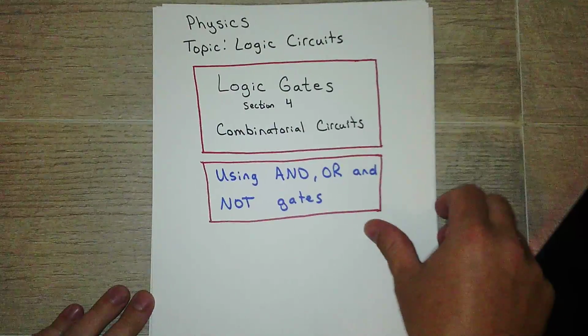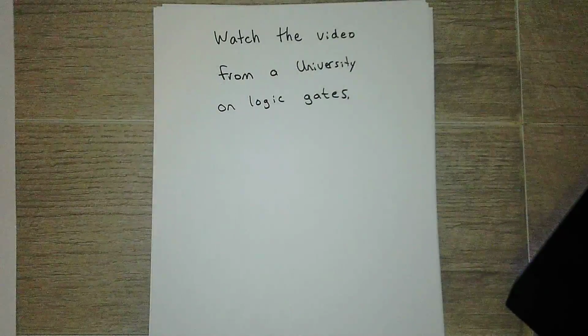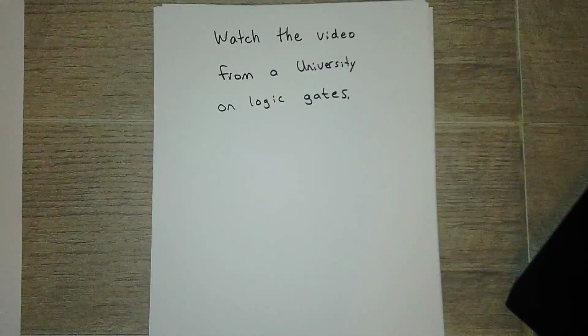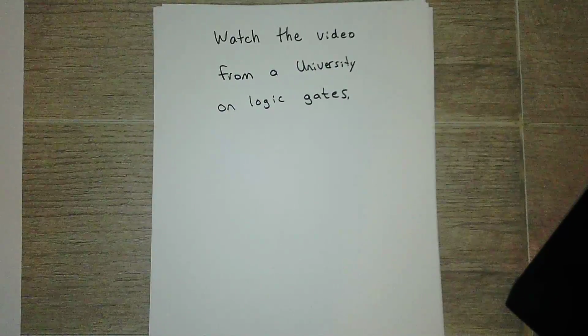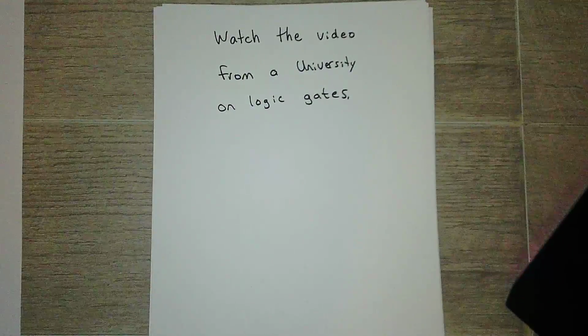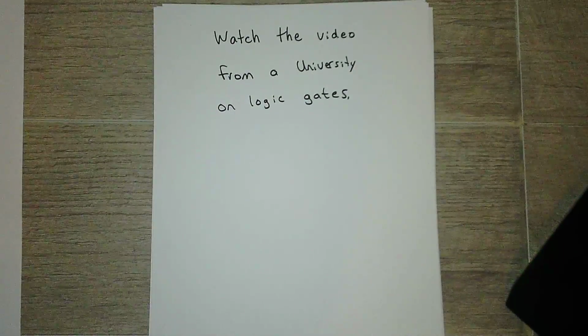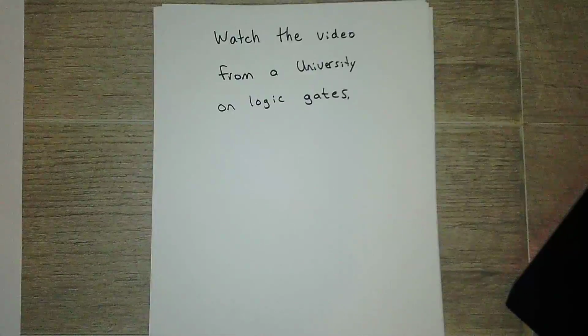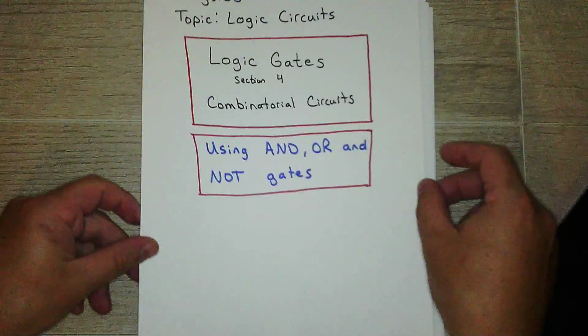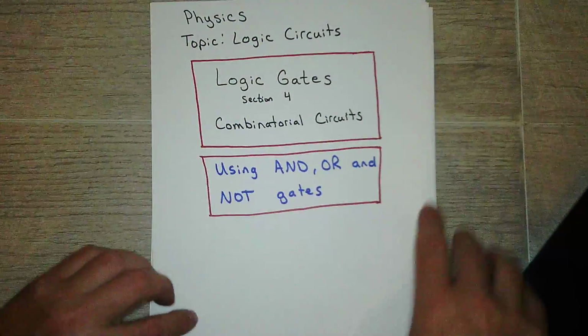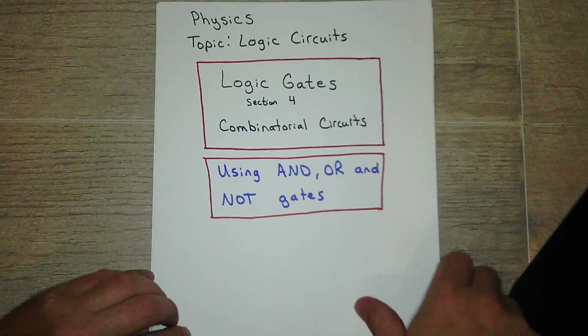So you have two things to do today. One is to watch a video. The link is posted on the assignments page, just where the link for this video was. It's a video from a university professor, a computer science university professor. He kind of goes through the same stuff we've been doing. He goes through the AND, the OR, and the NOT gates. So it'll be a really good review for you.